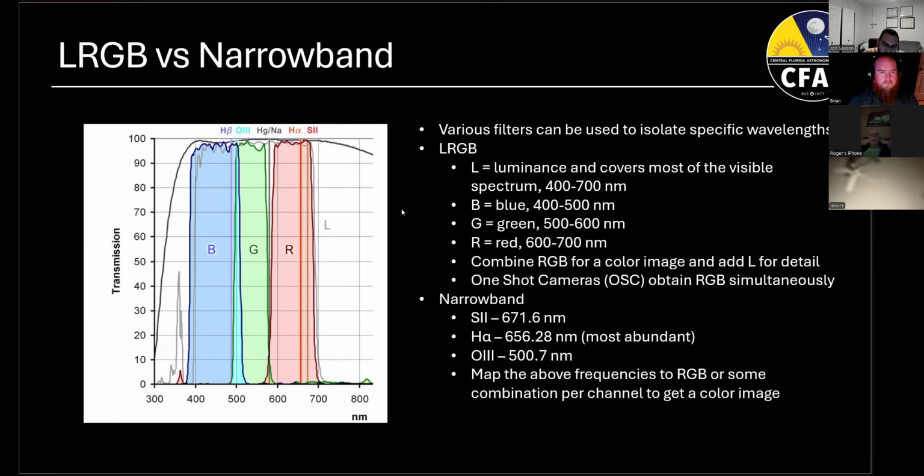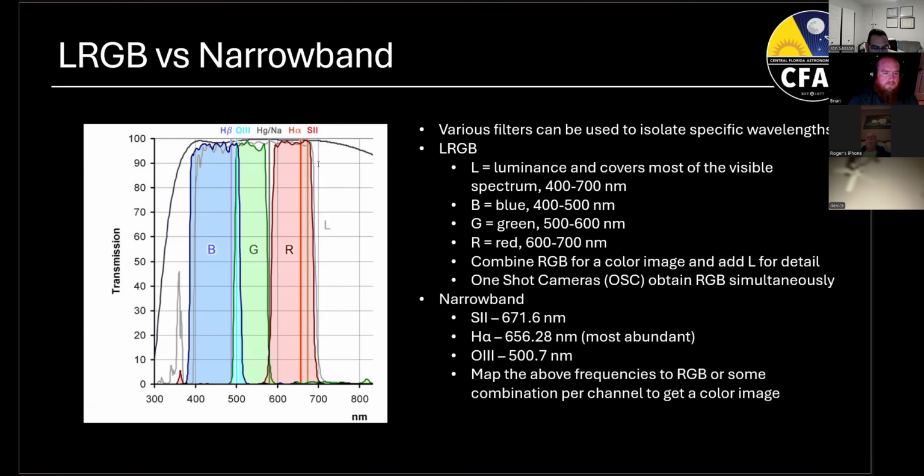If you're using a one-shot camera, you basically are taking pictures of RGB, all three simultaneously. Really, you're taking RGGB, so you're taking a little bit extra green. You're also covering this whole thing simultaneously without having to change filters.